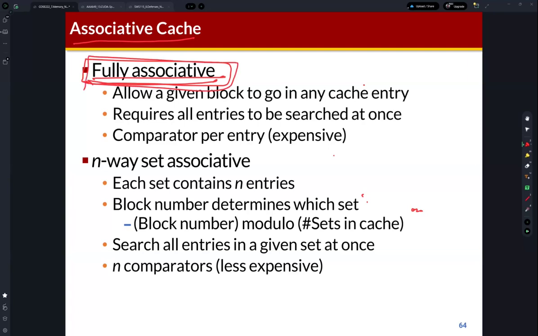Then, but you can find that this is very good, right? So we can avoid this performance degradation by the mapping policy, but a fully associative cache is expensive. Why?